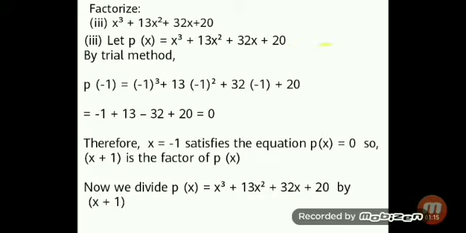So we divide this polynomial by x plus 1. Here x equal to minus 1 satisfies the equation p(x) equals 0. So x plus 1 is a factor of p(x). So we divide p(x) by x plus 1. Now the division becomes, we write x plus 1 here and p(x) inside this division.